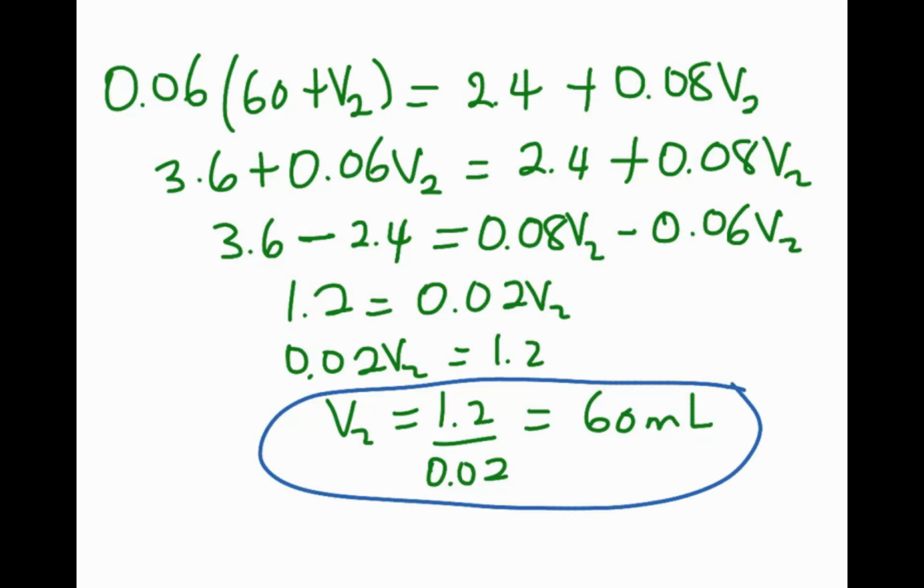So in summary, let's summarize this. In summary, we need 60 milliliters of 4% solution to be mixed with 60 milliliters of 8% solution to give us 120 milliliters of 6% solution. Next question.